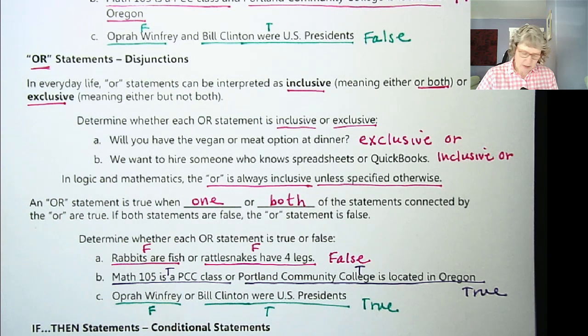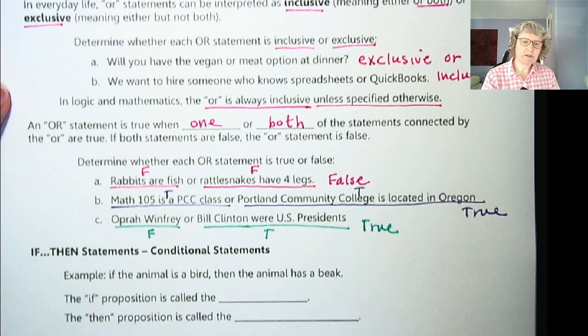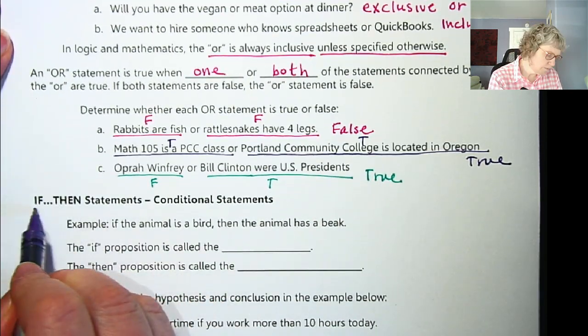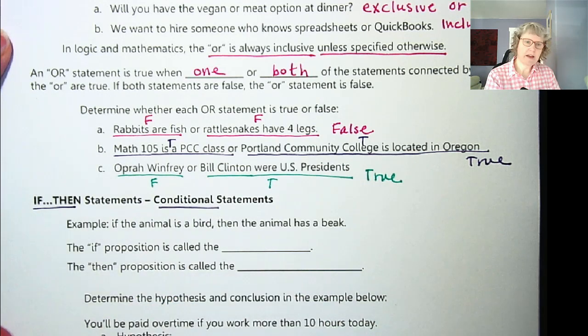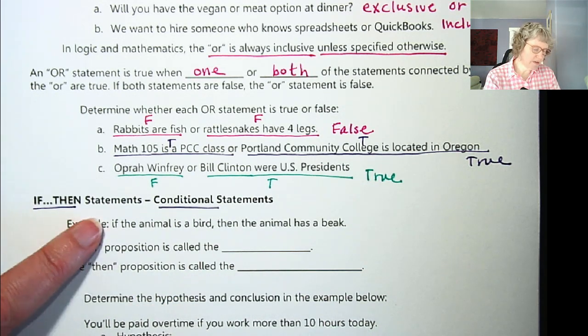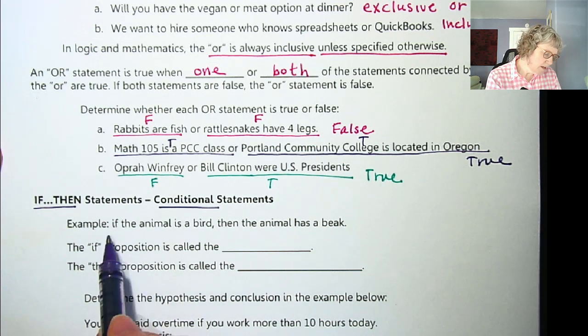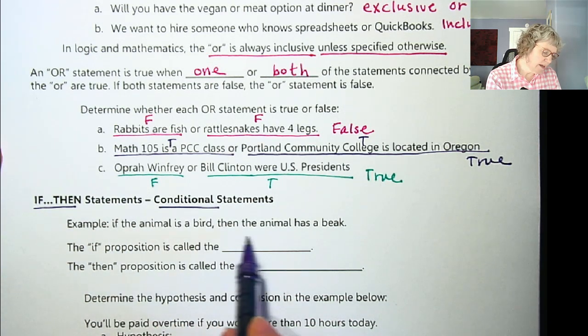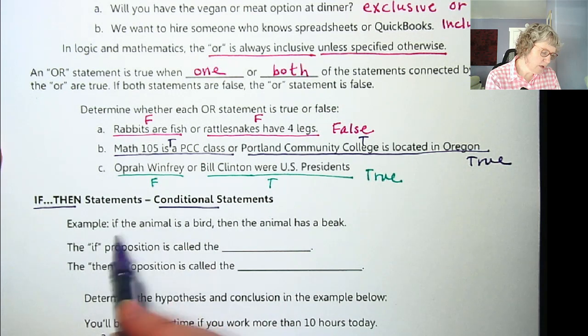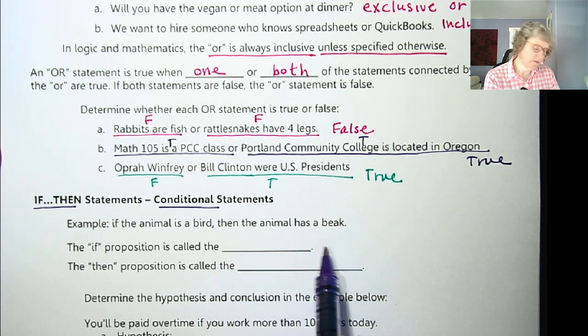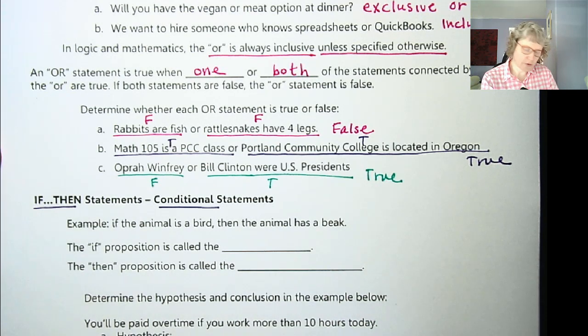Okay, great. Well, let's go on to if-then statements. An if-then statement is also called a conditional statement, because the second part is conditional on the first, right? So if the animal is a bird, then the animal has a beak. Okay, so we're saying if the first thing happens, then the second thing happens. Or if the first thing is true, then the second thing is true.